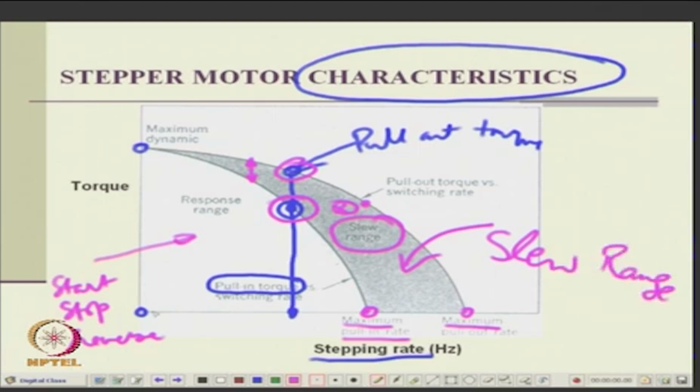The slew range is the range between the pull-in and pull-out, in which it can't make any changes. So this is an important characteristic. Of course, there are also ranges of instability. In some ranges, you may see it become unstable also.